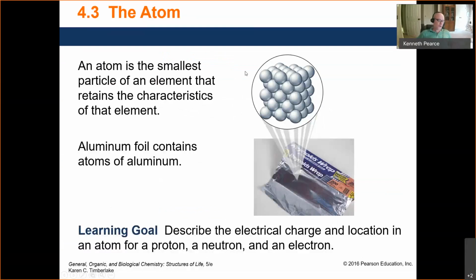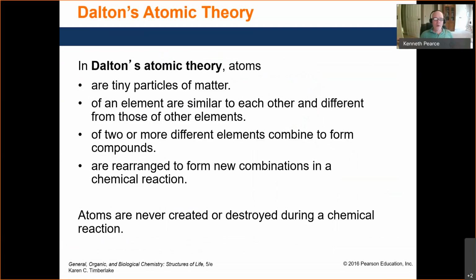So elements are composed of atoms. Matter is generally composed of atoms, and it's the smallest particle that you can have. An atom is a very, very small thing. Now, Dalton's atomic theory, which you need to know, has four points. First off, atoms are really small. They're super small. You can't see them directly. And the atoms in an element are all the same. I would say not similar, but the same or identical.